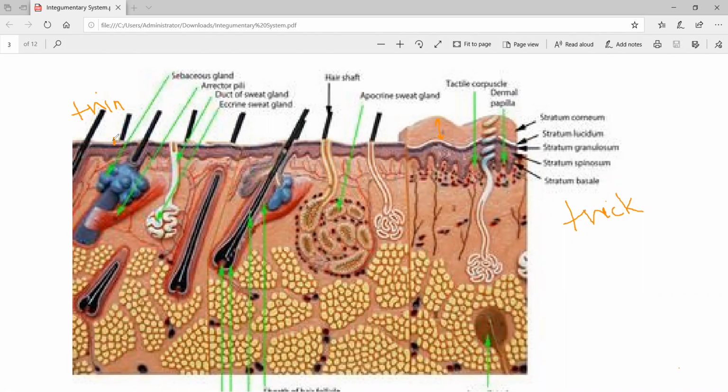The other major difference is that thick skin has this stratum lucidum. Remember that white line right here. So thick skin has that stratum lucidum and thin skin does not. Okay, so make sure you know the differences in thin skin and thick skin. Thin skin has a thin stratum corneum and no stratum lucidum. Thick skin has a thick stratum corneum and has the stratum lucidum present. Now let's go down to our next picture.